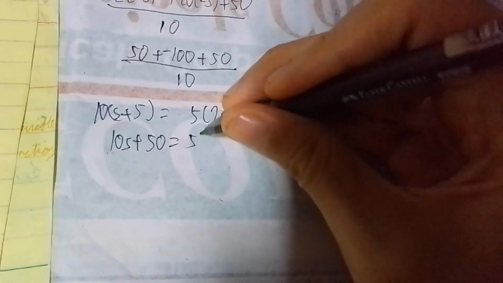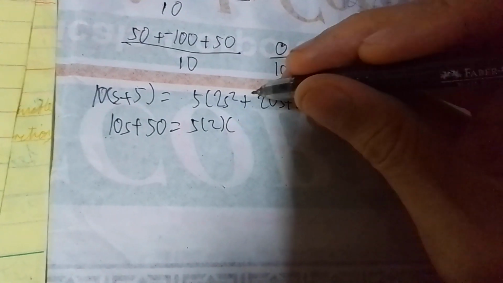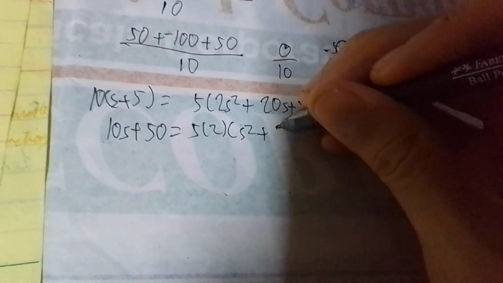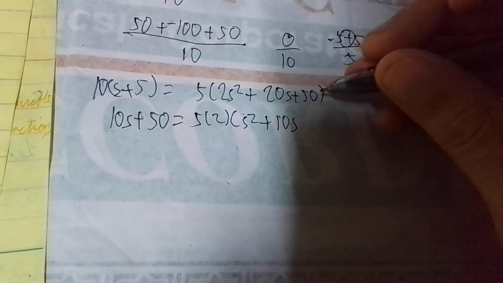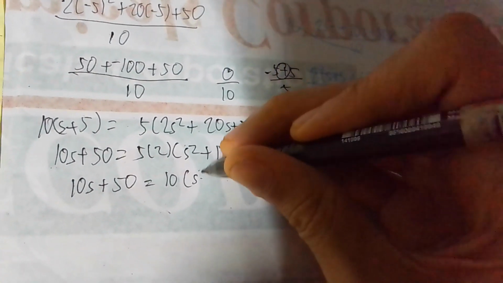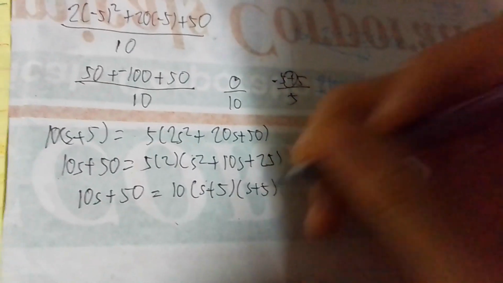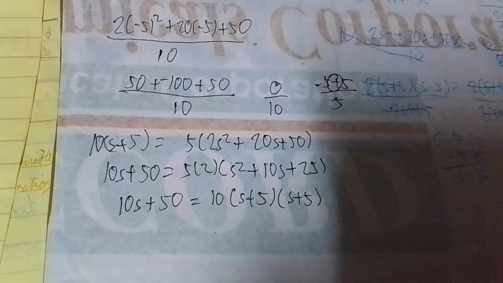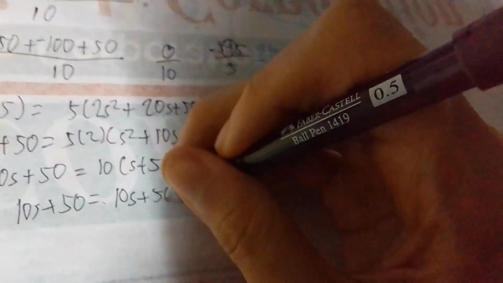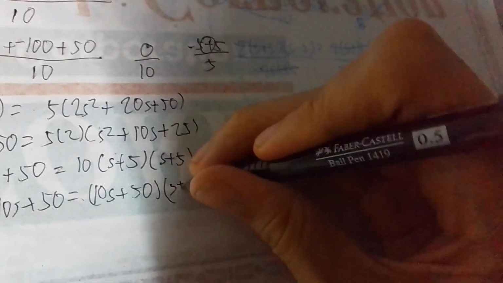And then you can factor this out. 5 times 2 times s squared plus 10s plus 25. And take note, so it's not confusing, you can do this. 5 times 2 is 10. Equals 10. And then this can be written as the square of two numbers, s plus 5, s plus 5. And if you were to distribute the 10 to one of it, you will have 10s plus 50 is equivalent to 10s plus 50 also. Then multiplied by s plus 5.